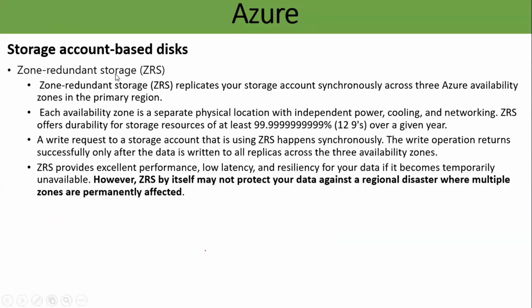Same with the ZRS here. In the ZRS, if you see, there are 12 lines here, whereas in the LRS we have 11 lines. Means here, this data is stored in different availability zones, not in the same data center. One availability zone, the second availability zone, you will be having to recover your data.